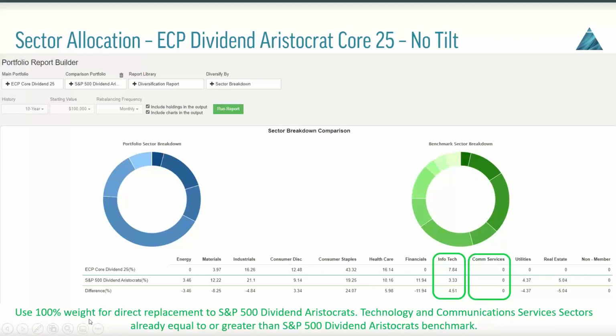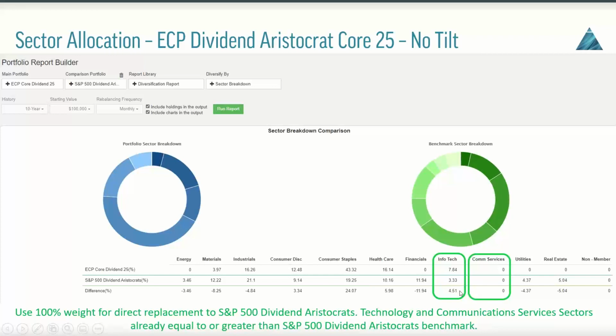So again, using that 100% weight for a direct replacement to the S&P 500, we do this because the technology and communication services sectors are already equal to or greater than the S&P 500. You can see that here, right? There's no communication services stocks in either the ECP Core Dividend 25 stock portfolio or the S&P 500 Dividend Aristocrats. You can see they're both 0. And you can see that we actually have a higher infotech weight already in core with the ECP Dividend portfolio versus the S&P Dividend Aristocrats.